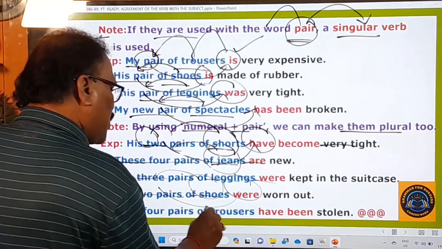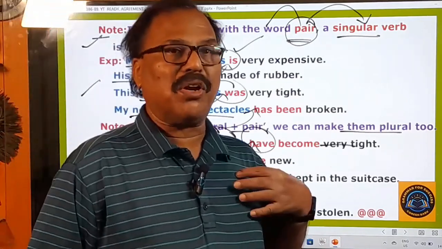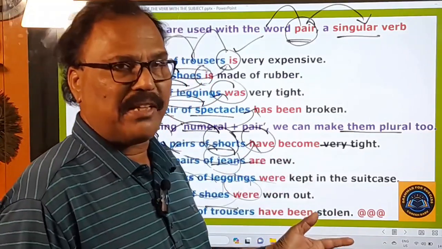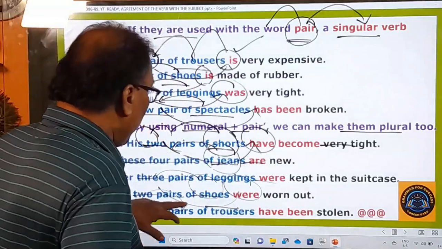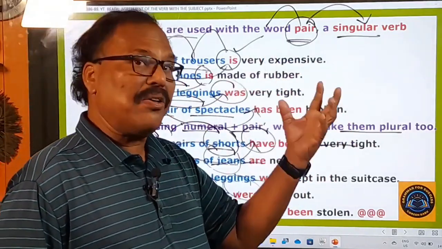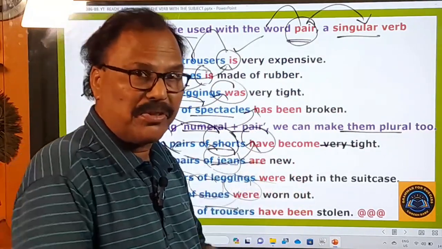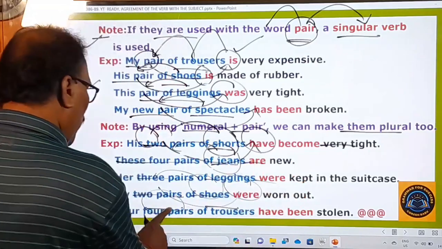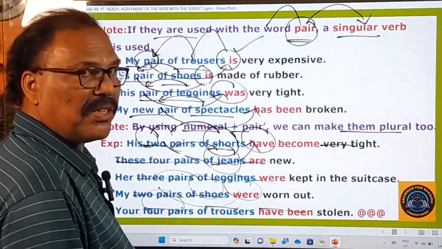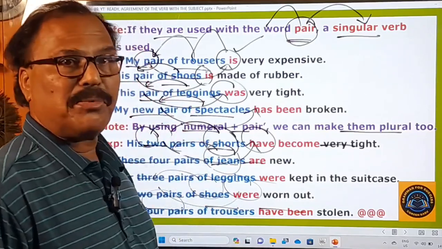Your four pairs of trousers. Four pairs of trousers. Don't say I have four trousers, three shirts, something like that. Don't say like that. Some people will be saying that, but don't say that. You have to say four pairs of trousers. I have four pairs of trousers. I have five pairs of trousers. That is the way you have to say these things. Your four pairs of trousers have been. So please watch this slide again and again, and try to understand the concept behind that.